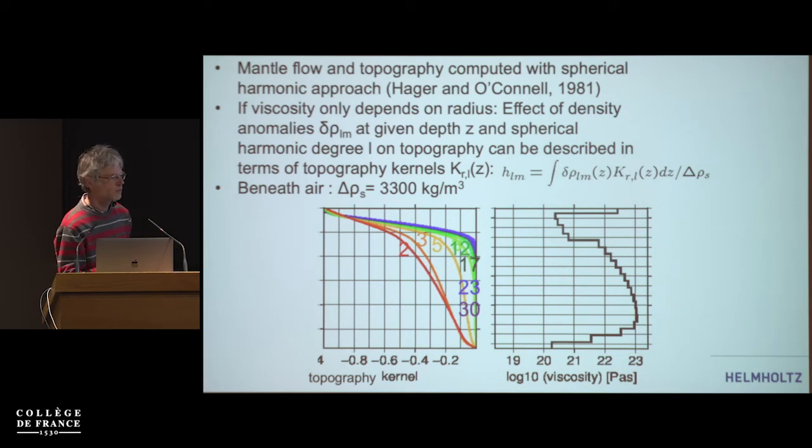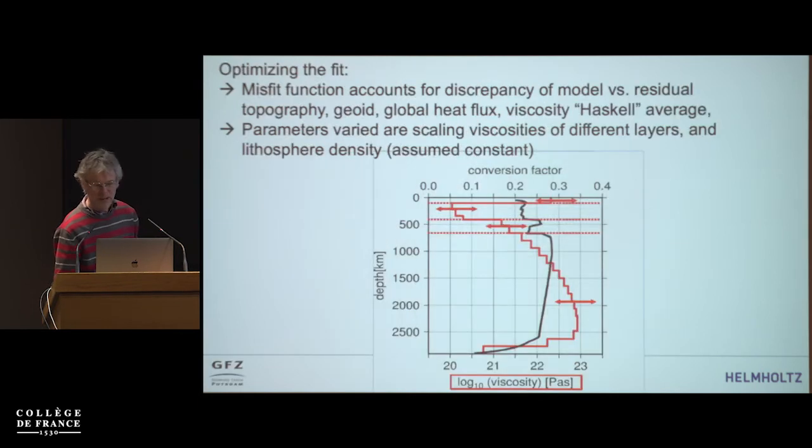And the way topography can simply be converted in this case, when you have only radial viscosity variations, is you use these topography kernels. So again, for a given spherical harmonic degree and depth, the kernel tells you how efficiently topography is generated. So that means in the lower mantle, mostly the low degrees have an effect, whereas for higher degrees, only the upper mantle has an effect. 5 minutes left. Okay, then I have to speed up.